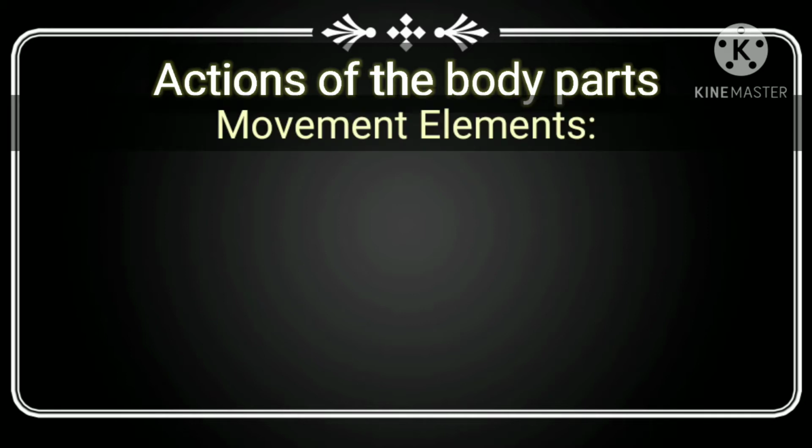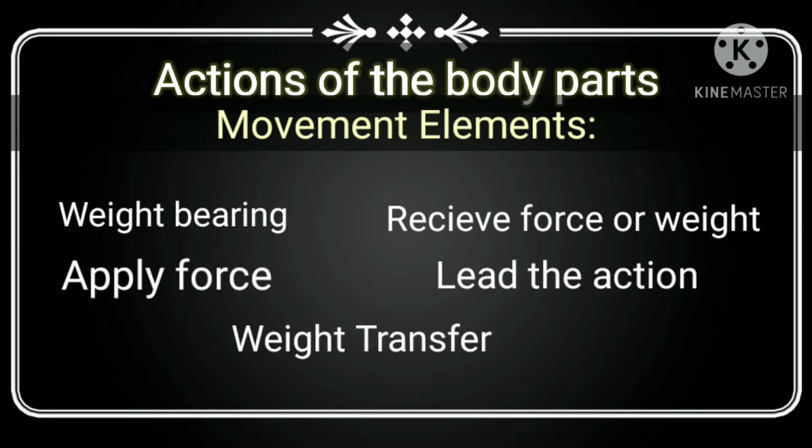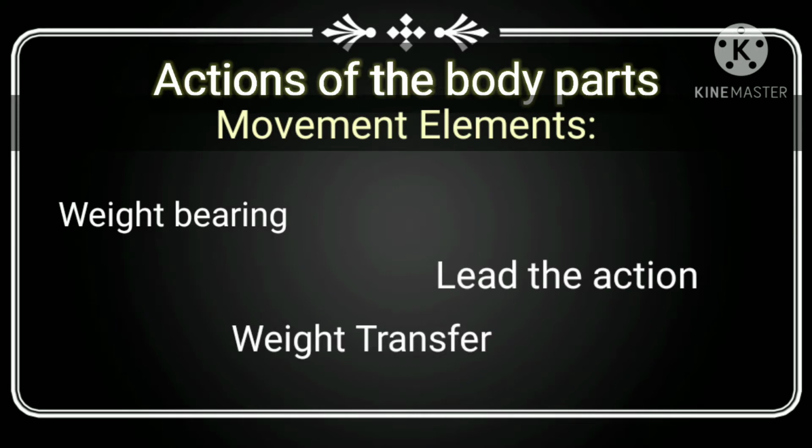Actions of the body parts is the third category and includes the kinds of roles a body segment can play in a movement. The movement elements are weight bearing, receive force, apply force, lead action, and weight transfer. The intent of actions of the body part is more specific. In the first movement element, weight bearing, your feet and legs support your body's weight.